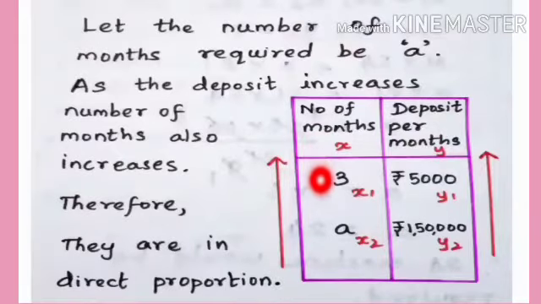Now form a tabular column. The number of months and deposit per month are the two quantities to be compared, and let them be X and Y. For 3 months the deposit is 5,000, and for the unknown number of months the deposit is 1,50,000. Let the number of months required be A. As the deposit increases, the number of months also increases.